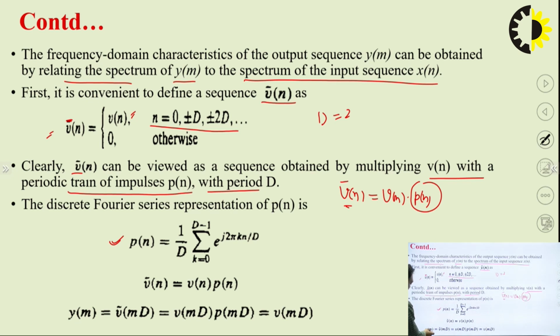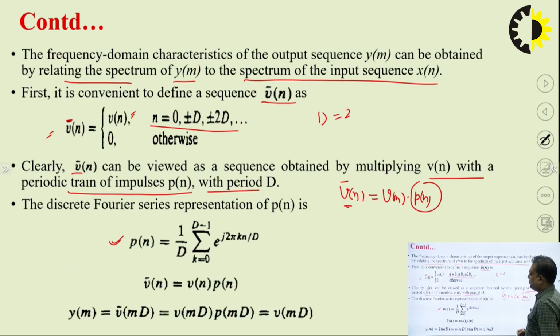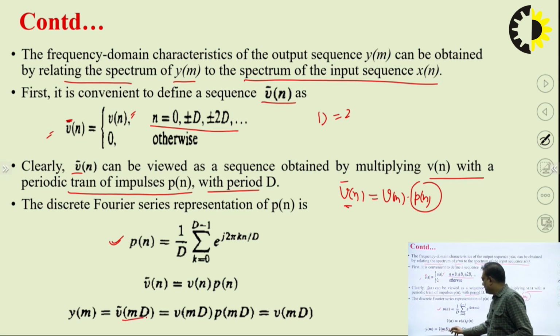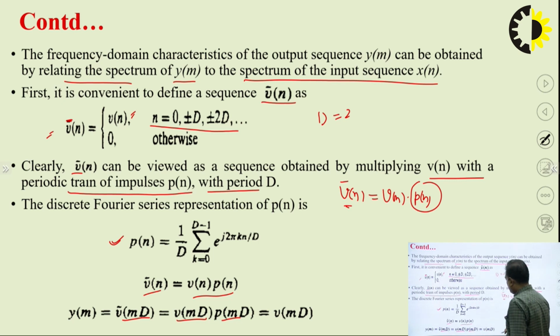So if we calculate ym, we have already seen ym equals vmd. Okay, so in place of vmd we will write v cap md, and v cap md is nothing but vmd multiplied by pmd. Okay, because v cap n equals vn into pn, in place of n we write md, so we will get this. Now vmd into pmd, and the value we finally get is vmd. Okay.